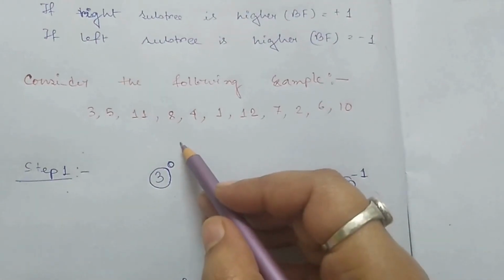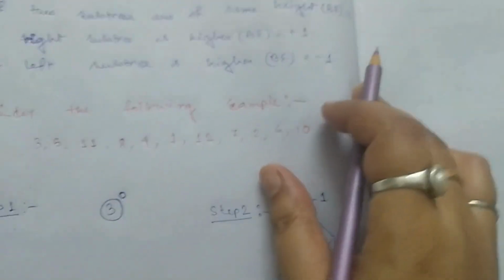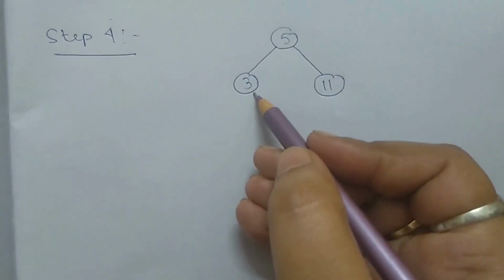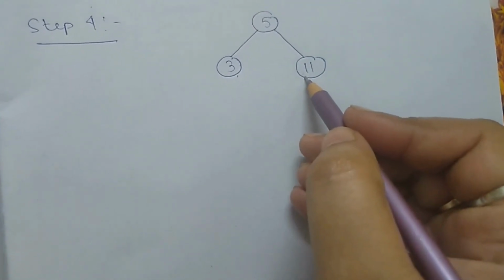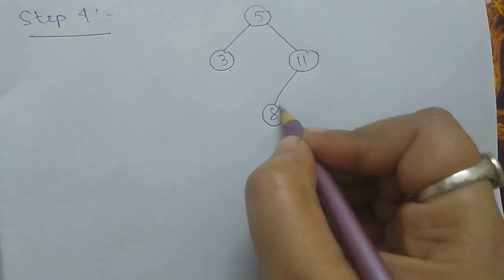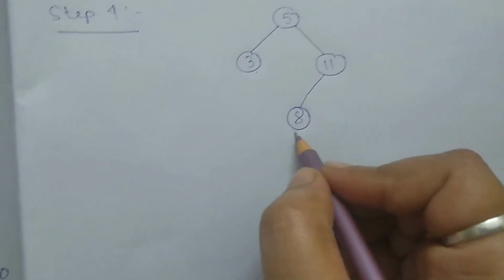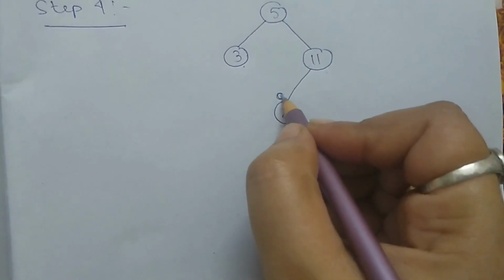In step 4, next we get in another node, that is the value 8. Up to this we balance the tree. Again we get the next value, that is 8. 8 is greater than 5 but less than 11. For that reason, on the left hand side of 11, 8 is situated, because 8 is lesser than the 11 value. Now 8 has no left subtree as well as no right subtree. For that reason the height of 8 is 0.